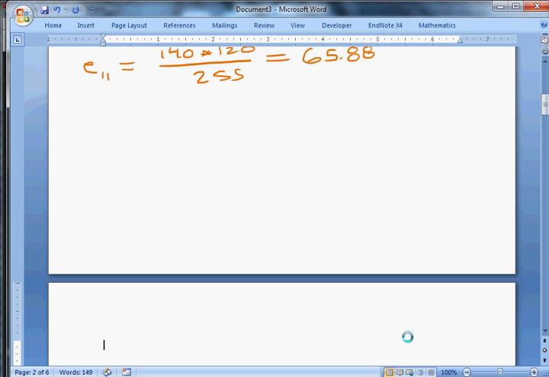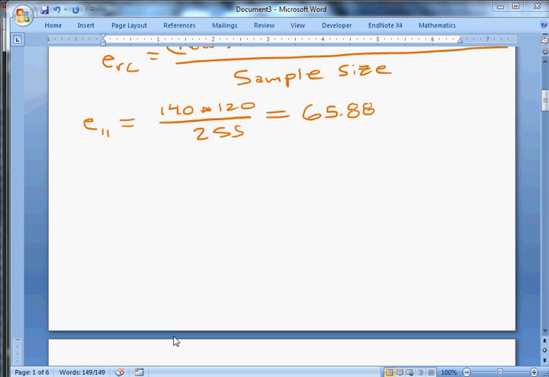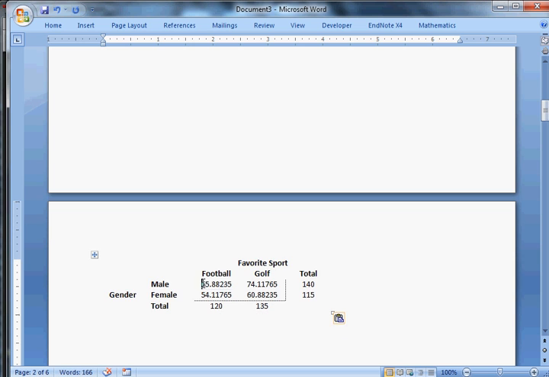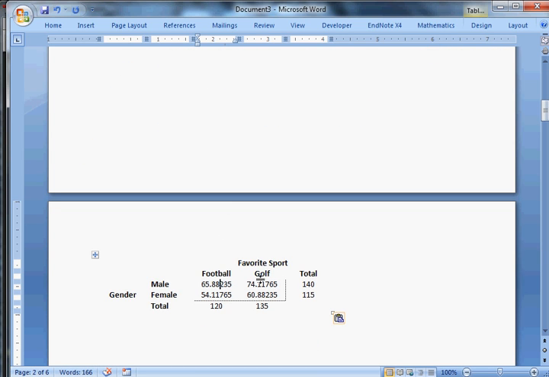Okay. Well, I'm going to go to a new page so that I can just draw this whole contingency table up. But the way that it'll work then is we're going to draw a new table that looks like our old table, except it has the expected values in here, right? So 65.88 is what you get for men in football. If you do it for men in golf, you'll find 74.11, female football 54, and female golf 60. If you add these up, you should still get the same totals, but now the proportions are equalized. So that's our expected frequency table.